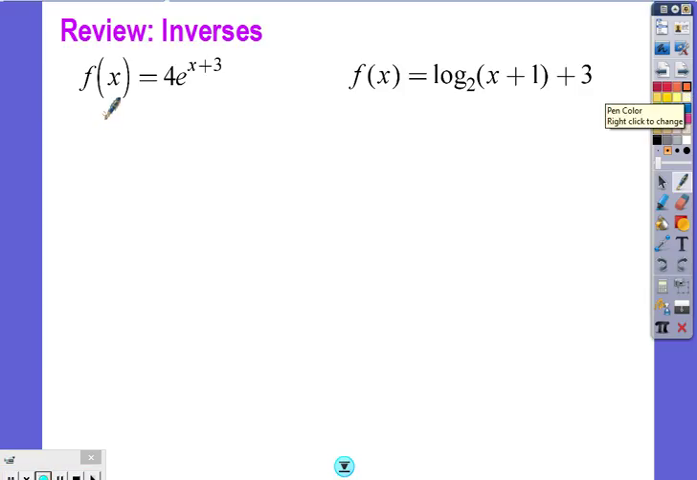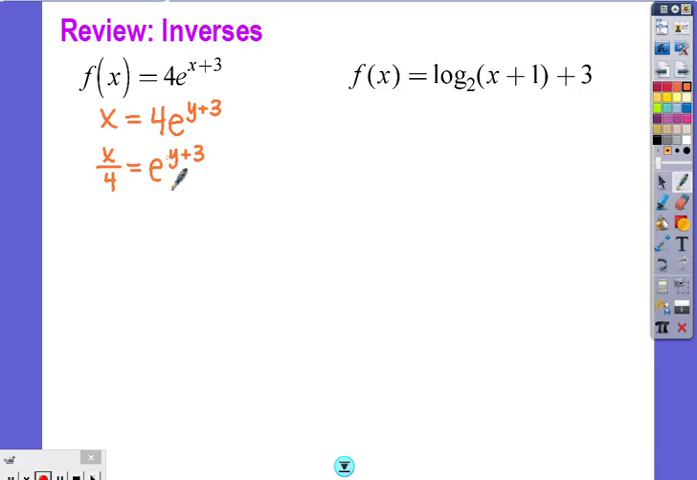On this first one, we can just switch the x and the y. And now we need to get the y by itself. So this is actually just going back to those equations that we've been solving. We need to get this y by itself. It's up in the exponent.